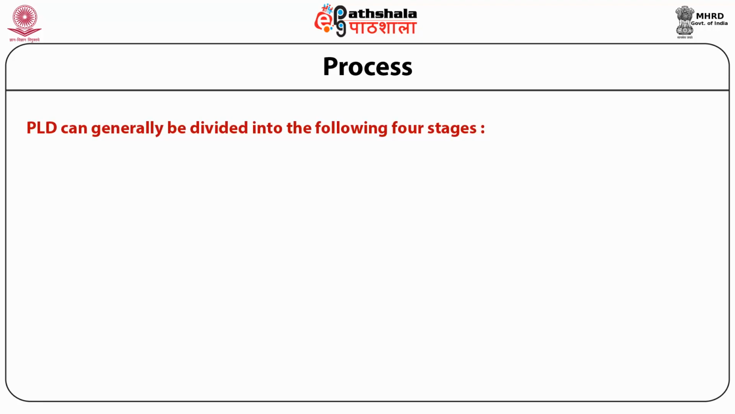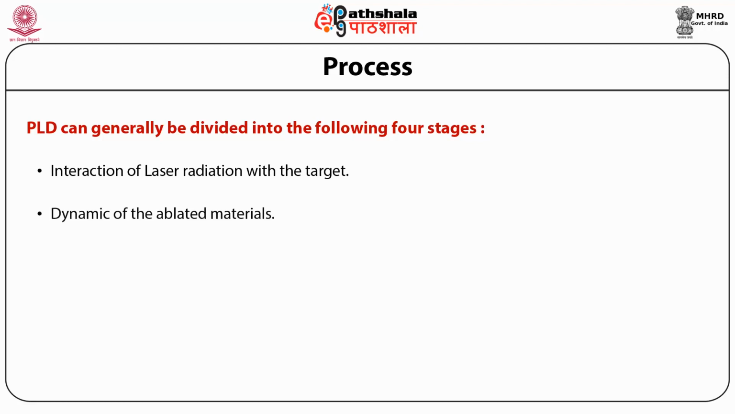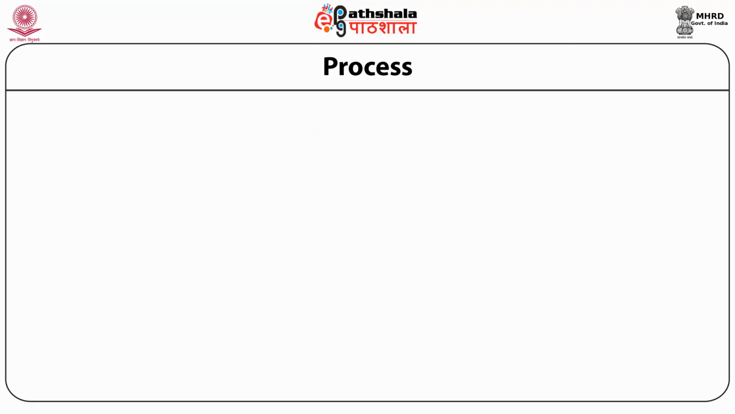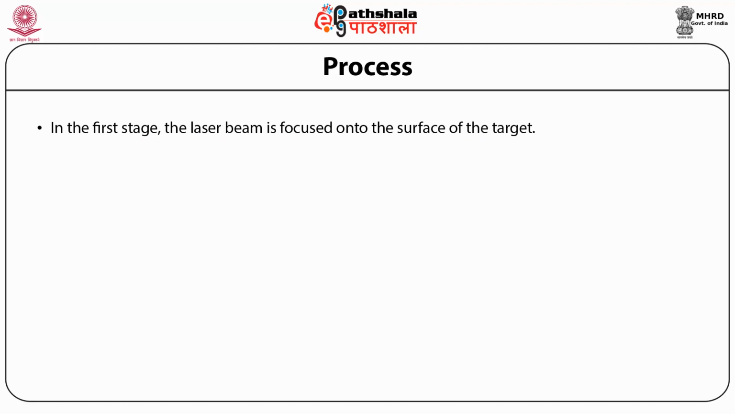PLD can generally be divided into the following four stages. First stage is interaction of laser radiation with the target. Second stage is dynamic of the ablated materials. The third one is the deposition of the ablation materials onto the substrate. And the last and the fourth stage is nucleation and growth of a thin film on the surface of the substrate. Now let us discuss the stages in detail.